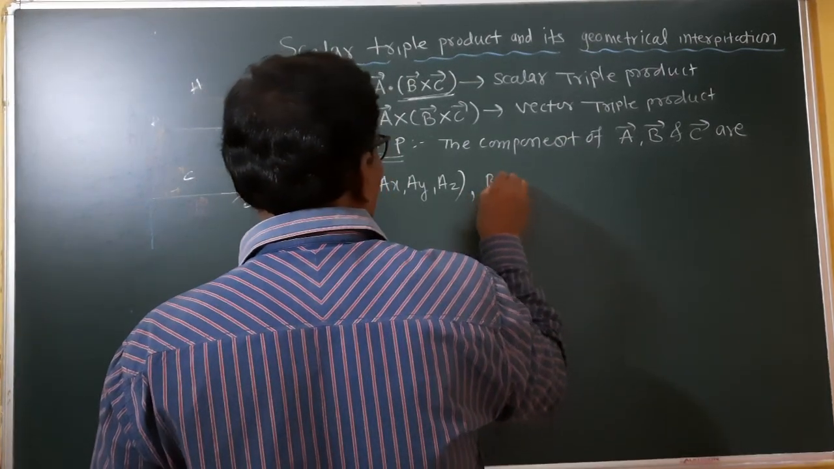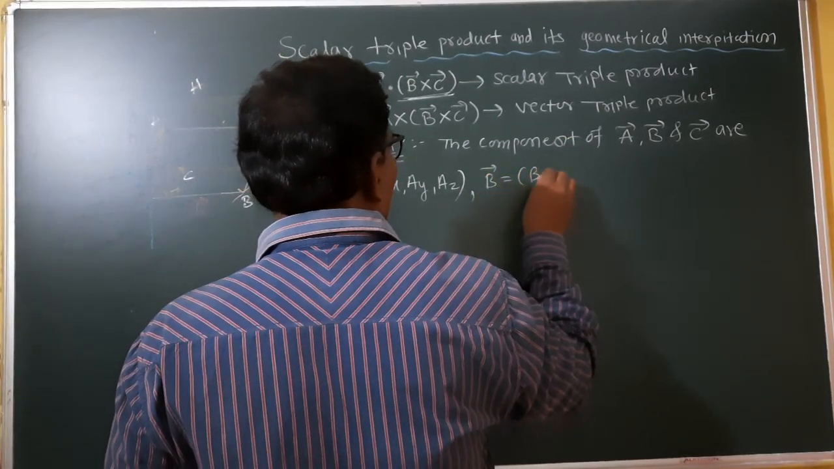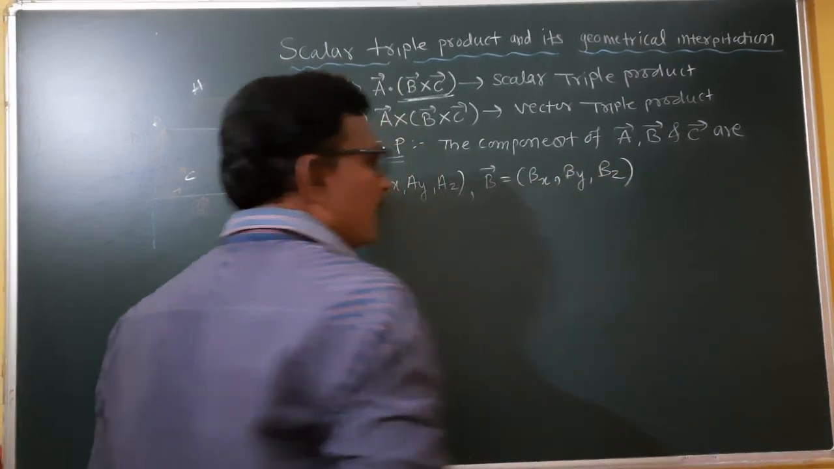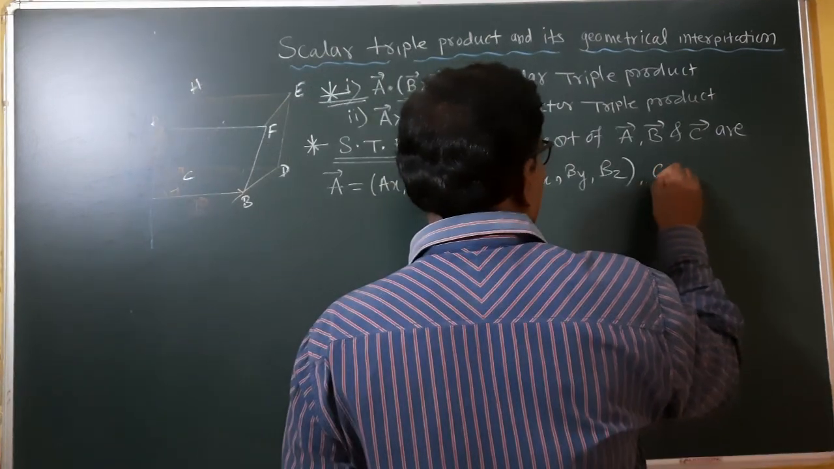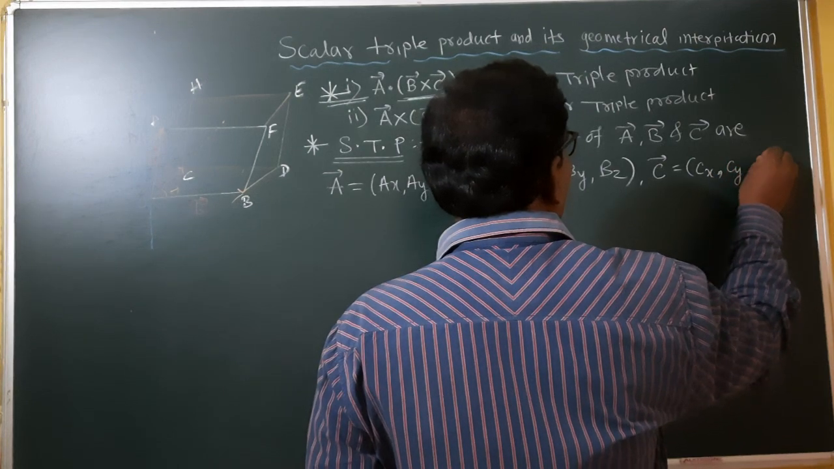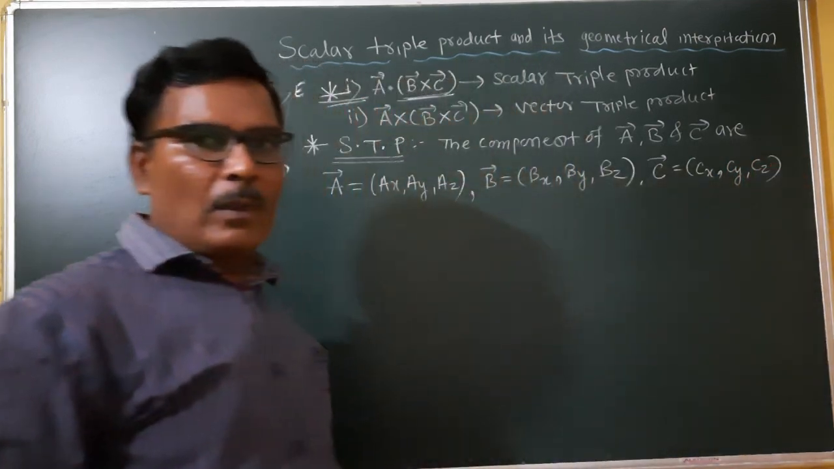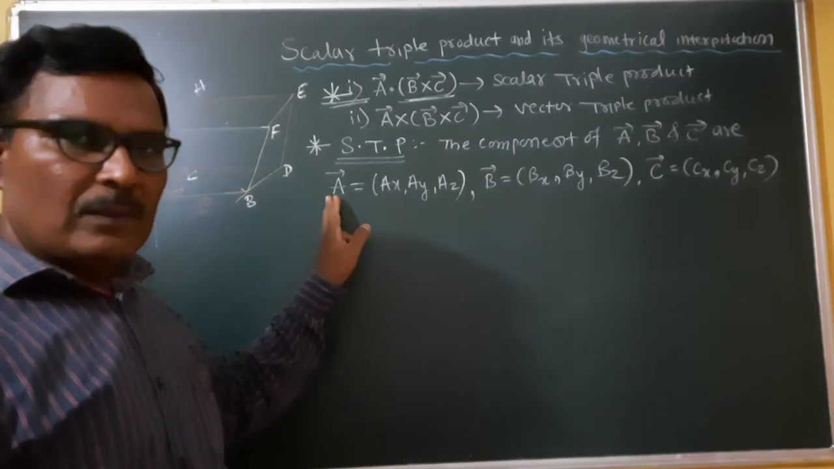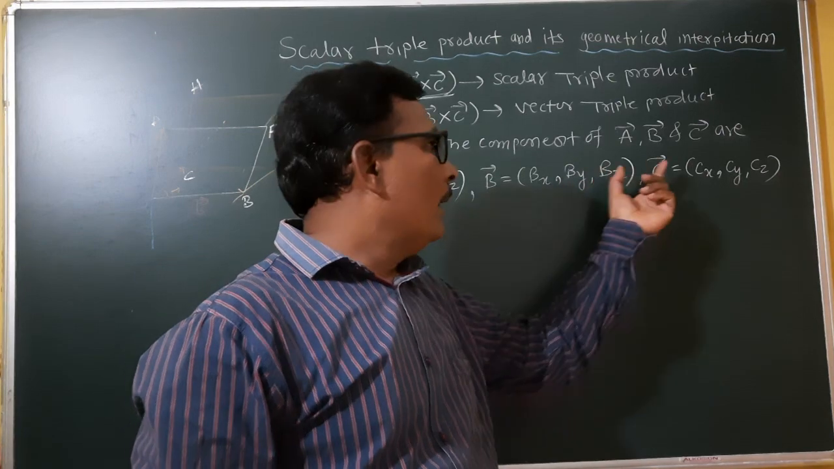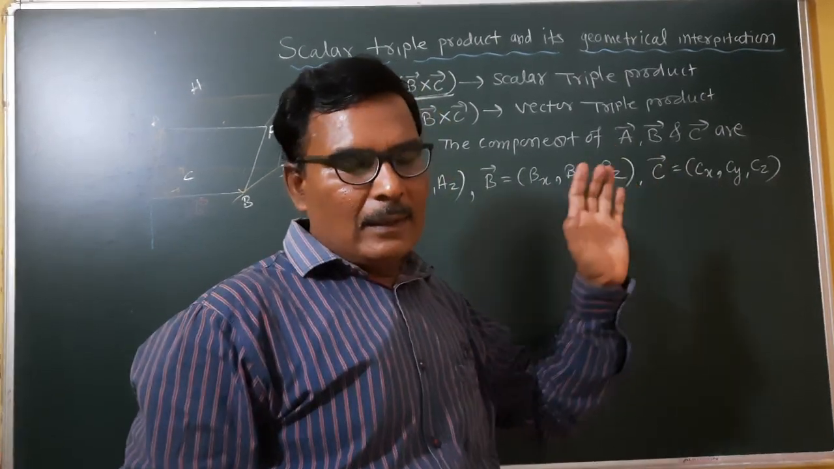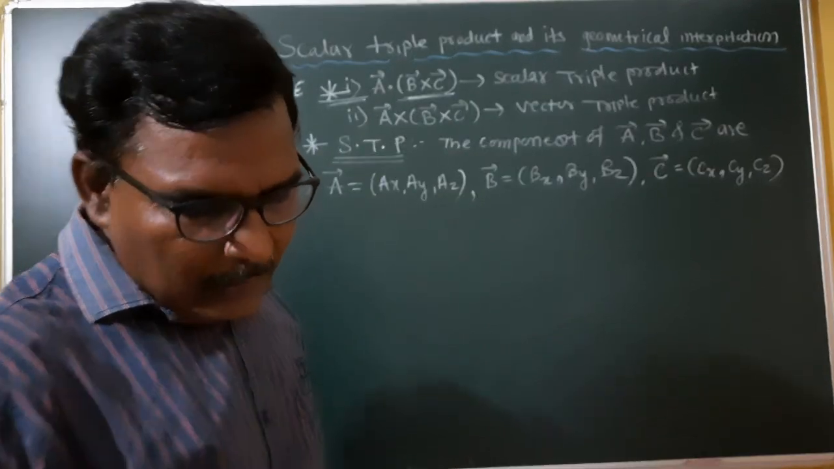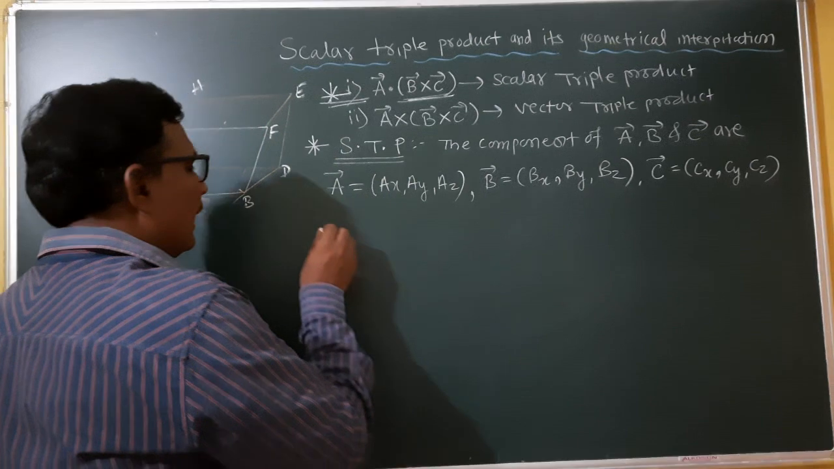Then B bar is equal to Bx, By, Bz. These are the components of B, and C bar is equal to Cx, Cy, Cz. These are the components of C. For the first vector A bar, these are the components; for the second vector B bar, these are the components; for the third vector C bar, these are the components. From these components we take the scalar triple product. Now what is the scalar triple product?